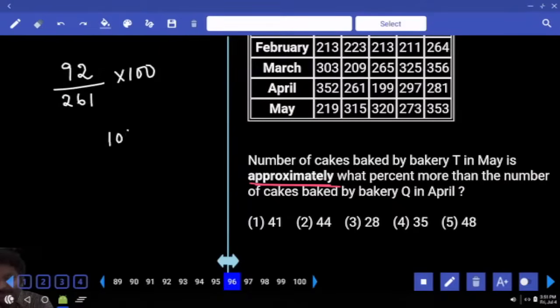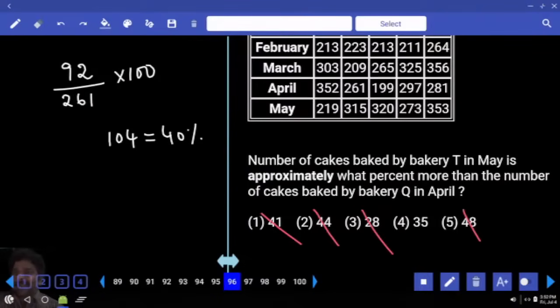So 104 is equal to 40%, but our numerator is less than 104. Answer must be less than 40%. Go to options. How many you see? How many options are there? 2 or 1? Only 1. It is less, but not that much less.